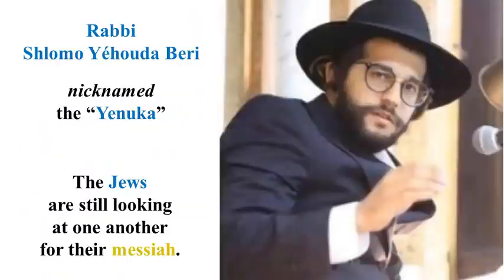Yahshua HaMashiach. Here's a very modern guy, Rabbi Shlomo Yehuda Berry. He's got a nickname, Yanuka. And there's a lot of stir about him. He shows up in a car, and there's just hundreds and thousands of people around. Apparently he's memorized the Torah, which puts him on the short list as Messiah. And again, why they're looking at one another for the Messiah, and not the one that they betrayed, Yeshua.